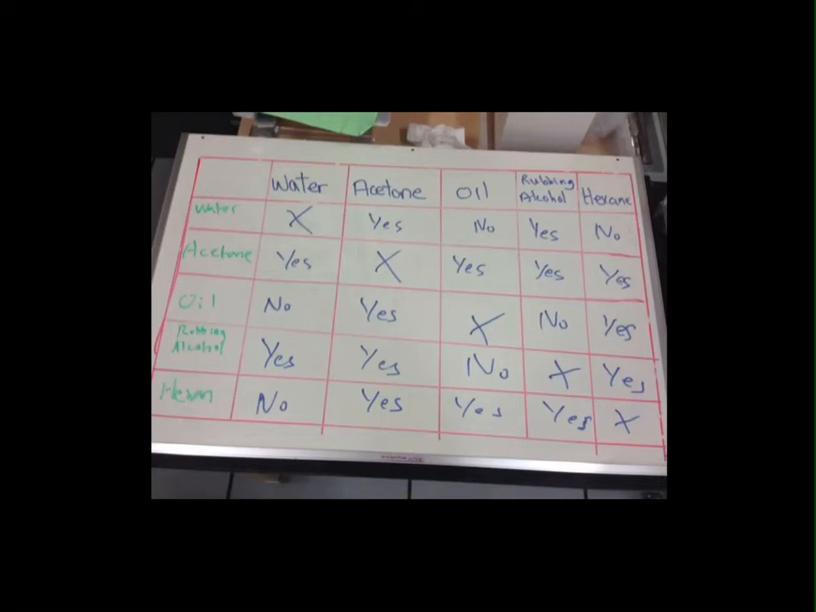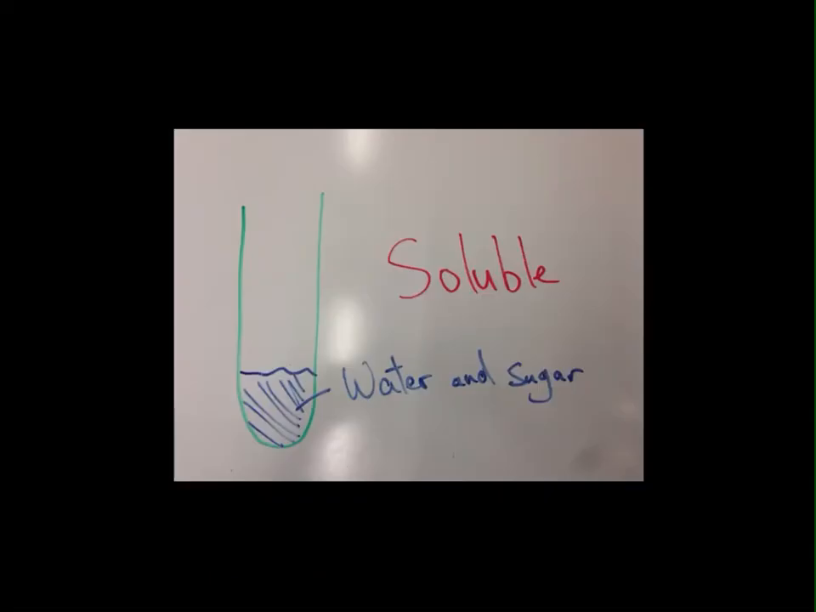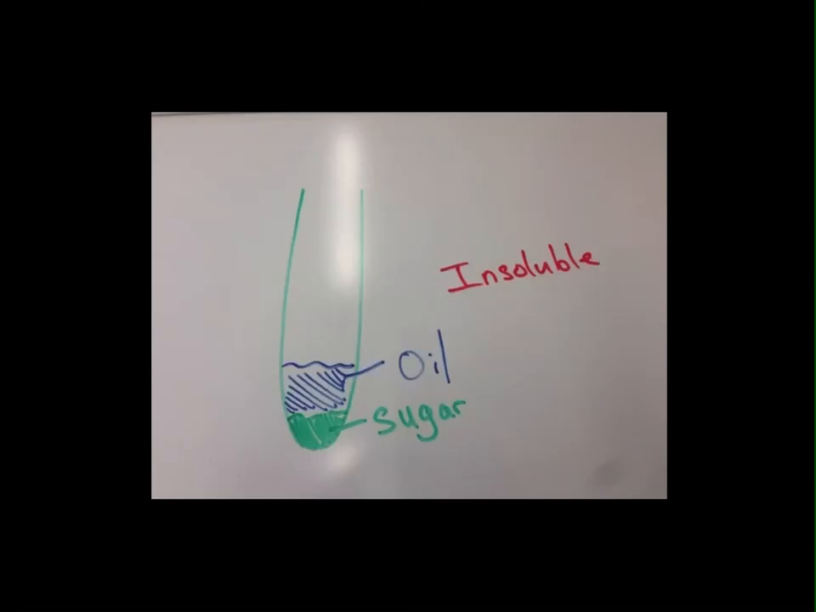and which ones weren't. For our next test, we tested the solubility of potassium iodide and sugar in each of these solutions. So what we did is we took a beaker and first mixed potassium iodide into each and every one of the solutions and wrote down soluble or non-soluble based on our results. We then did the same thing with sugar.